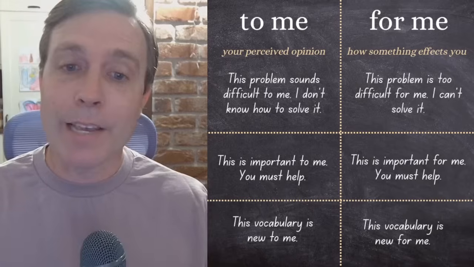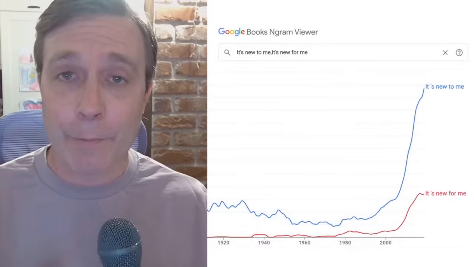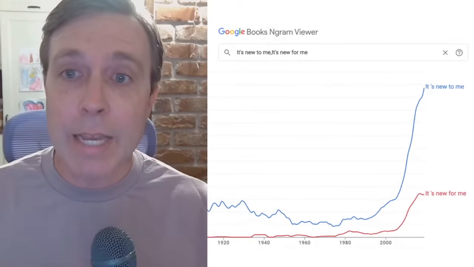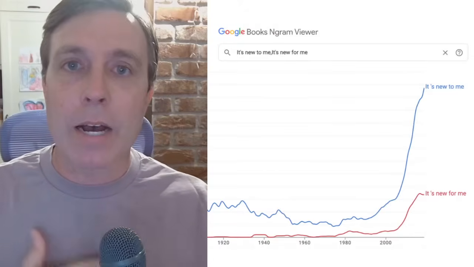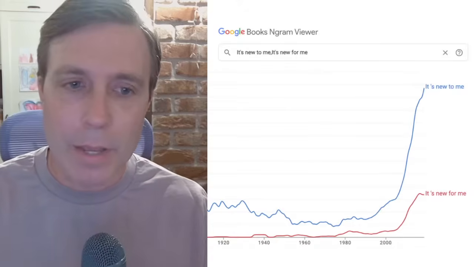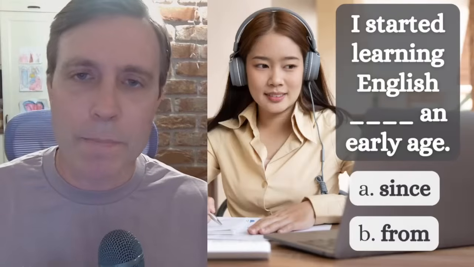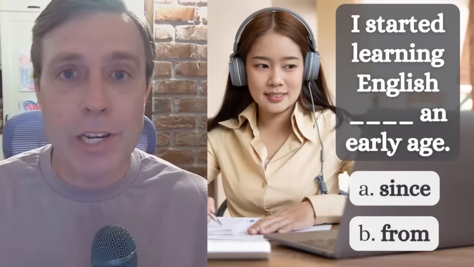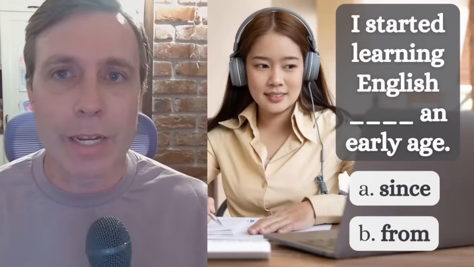To give you an example, when it comes to usage of to me and for me, let's just take that phrase and we can use Ngram Viewer to compare the frequency. It's new to me versus it's new for me. As you can see, it's more common for somebody to say, look, it's new to me. Something is new to me. But once again, this is an instance when I think people can commonly confuse these two, and a lot of times they are interchangeable. It's not like there's one wrong answer. It really just depends on what you're trying to say.